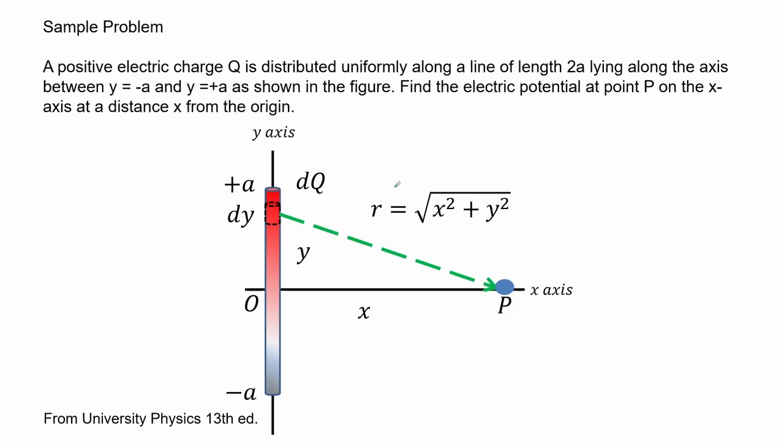Here we have a sample problem. A positive electric charge Q is distributed uniformly along a line of length 2a lying along the y-axis between y equals negative a and y equals positive a, as shown in the figure. Find the electric potential at point P on the x-axis at a distance x from the origin.